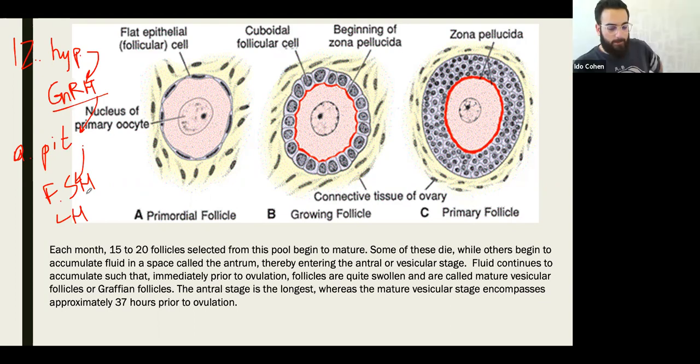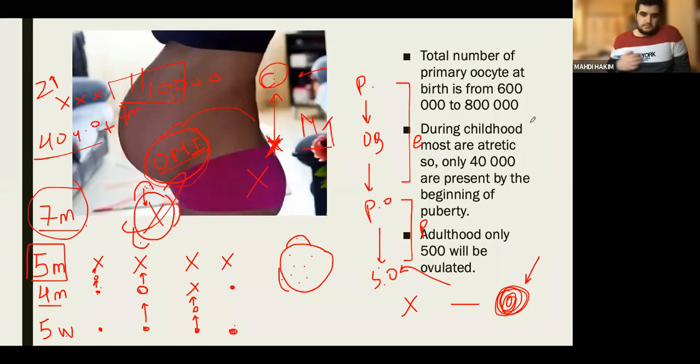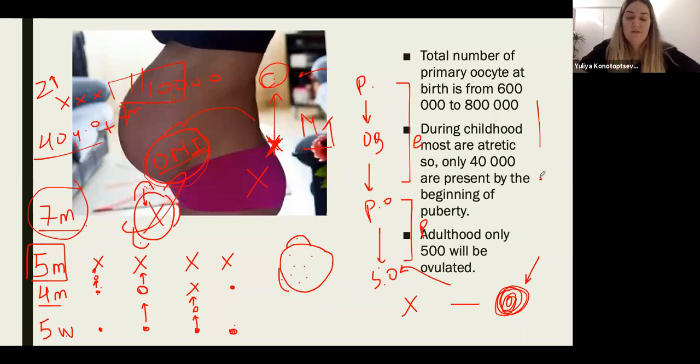It makes them grow more follicles? It makes them grow. Okay, let's say that. We haven't talked about these numbers, I just realized. I apologize. Tell me, how many primary oocytes did we have during the 5th month of embryological development?